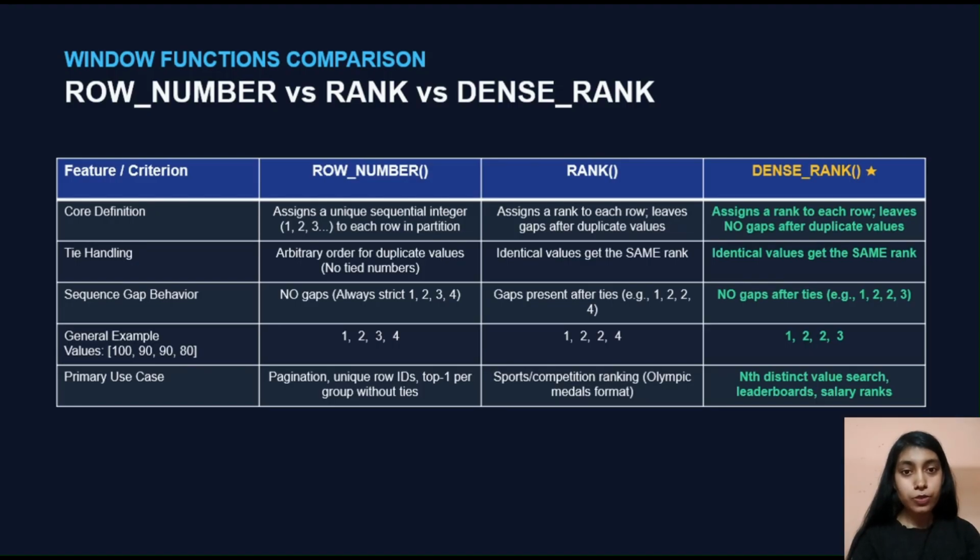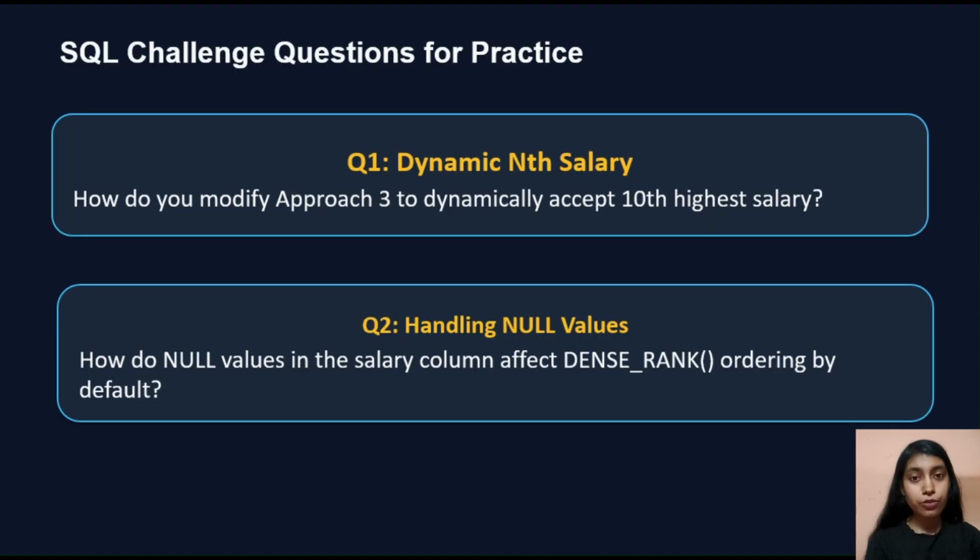Okay, so I hope your doubt regarding the dense rank and row number has been cleared now. Again, if you have any doubt regarding this concept, do let me know in the comments. Okay, so there is a challenge for you. Try finding the top 10th salary, and also think about what would happen if the table has null values in the salary column.